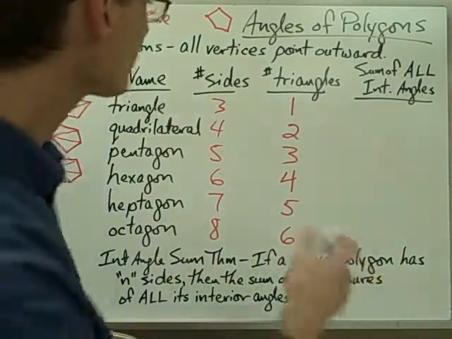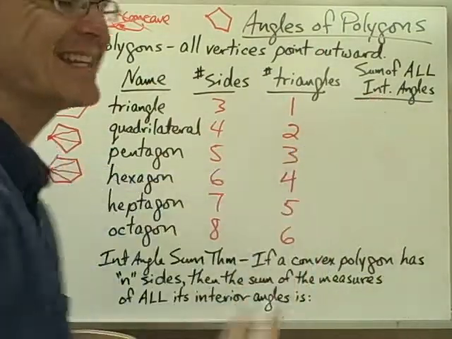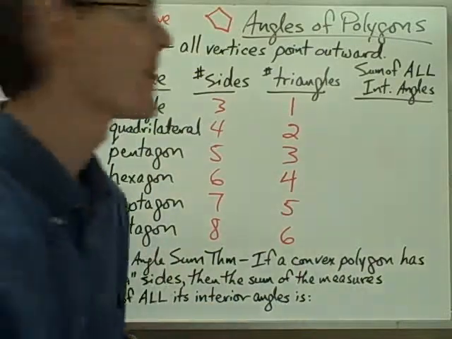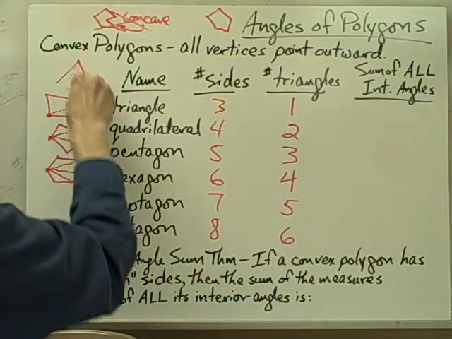All right. Now, the next thing I want to look at is the sum of all of the interior angles of each one of these convex polygons. And if we start with a triangle, which we're familiar with, let me put a triangle up here.